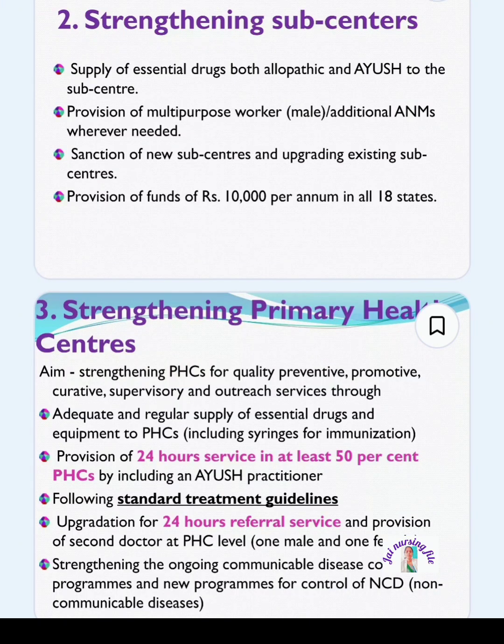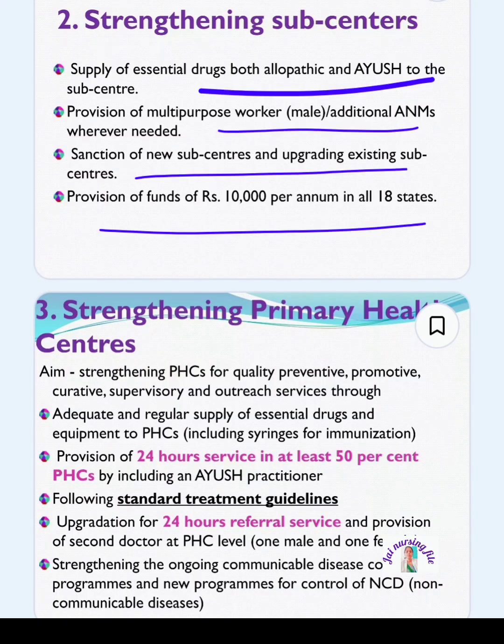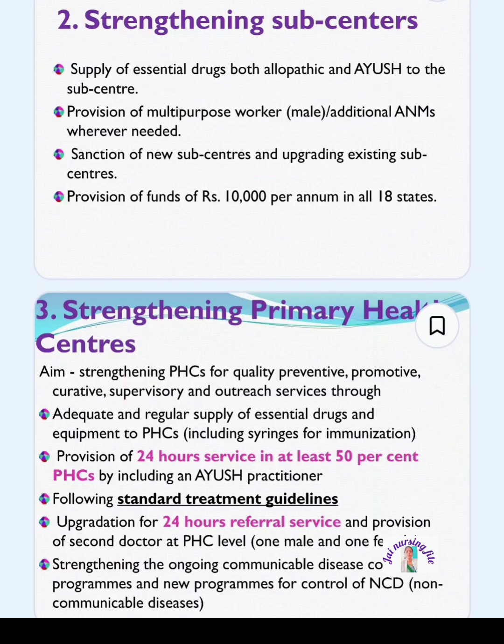The next one, strengthening the sub-center. So supply of essential drugs, both allopathic and Ayush, and provision of multipurpose workers, additional ANMs wherever needed, and sanction of new sub-centers and upgrading existing sub-centers, and then provision of funds, 10,000 per annum, in all 18 states.